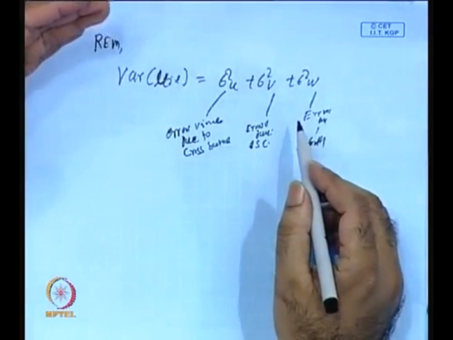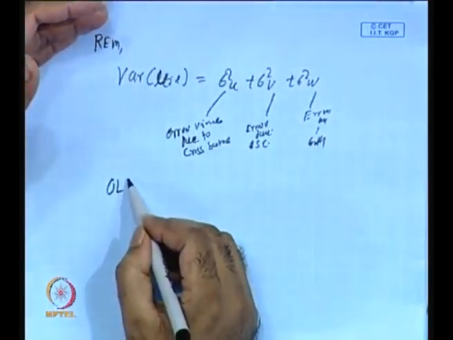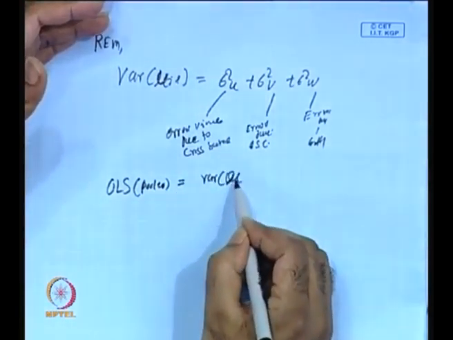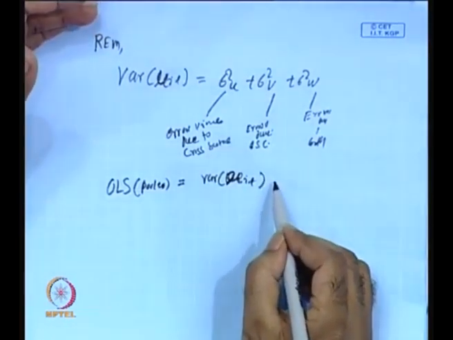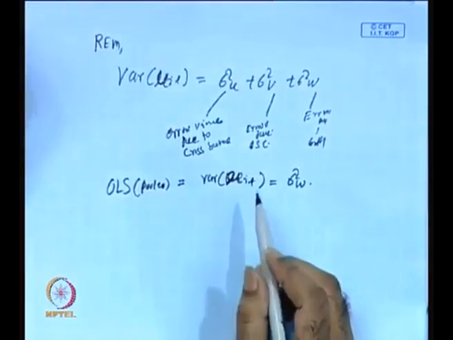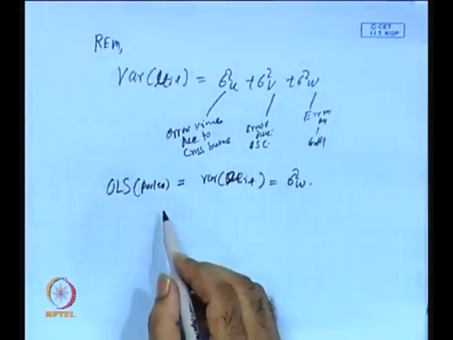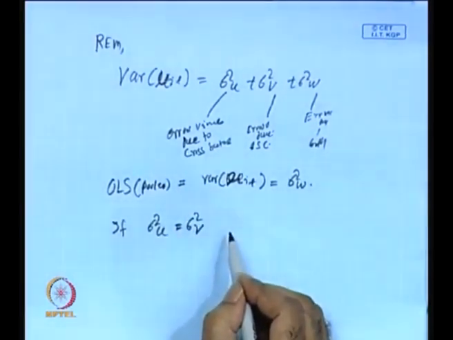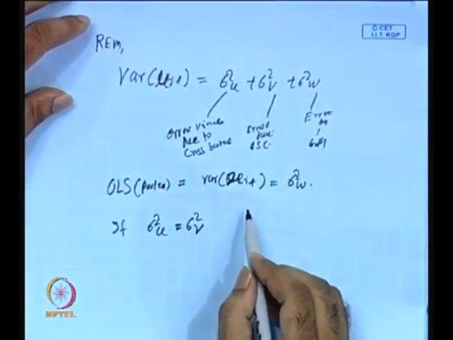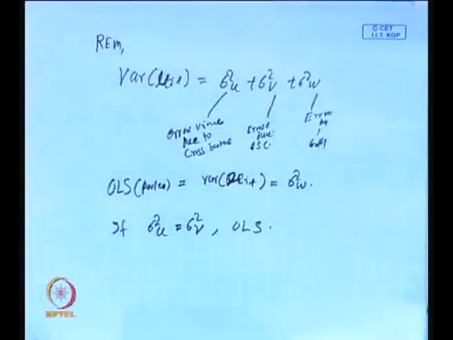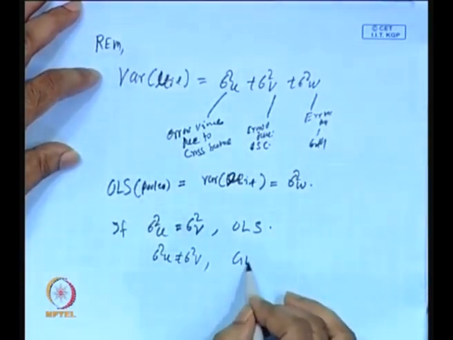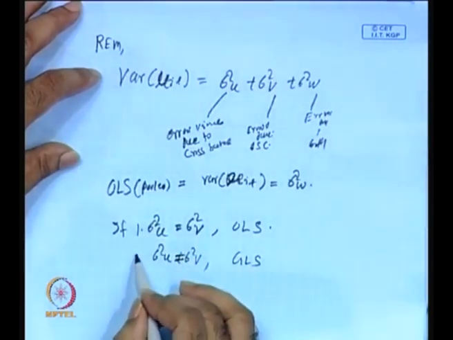If you go by pooled data analysis, for instance, then OLS pooled is simply equal to the variance of mu_it, which is equal to sigma square w only. Now there are two cases here. If sigma square u is equal to sigma square v, then obviously you will use OLS estimation. If sigma square u is not equal to sigma square v, then you have to go by the GLS technique. So there are two different cases here.